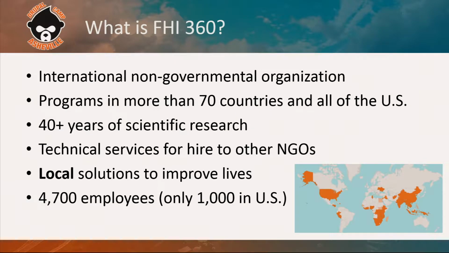So FHI 360, that's what we're here to talk about. It is an international non-government organization, with programs in more than 70 countries and all of the US, many years, 40 years of scientific research and a lot of scientific activities, a lot of health and science work. Basically, every product that has been built in the United States for the purpose of family planning has been through FHI labs for quality assurance. Just a little fun fact. And there's a nice little condom lab in Durham, North Carolina that's fun to go visit.